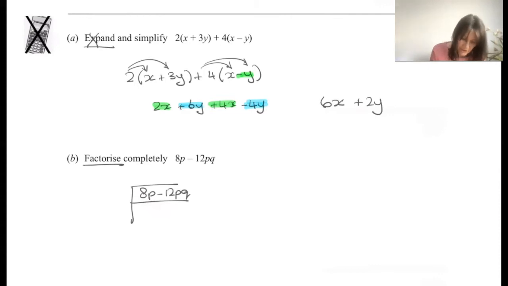Now I can see the 4 times table is common, and I can see that there is a p in both of those terms. So we've got 4p on the outside of our bracket. Factorizing is the opposite of expanding, so we need to get that bracket back into the expression. So 4p, 4 times something is 8. That would be 2. I want 1p here to make 8p, so I don't want to add anything extra here. 2 times 4p is 8p.